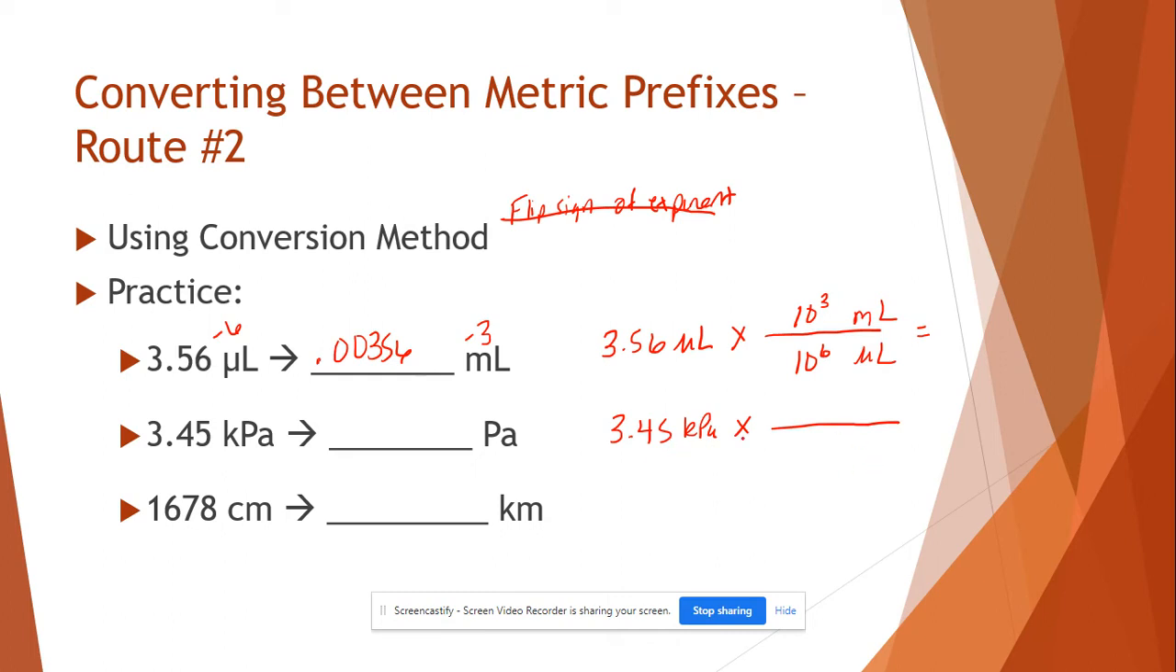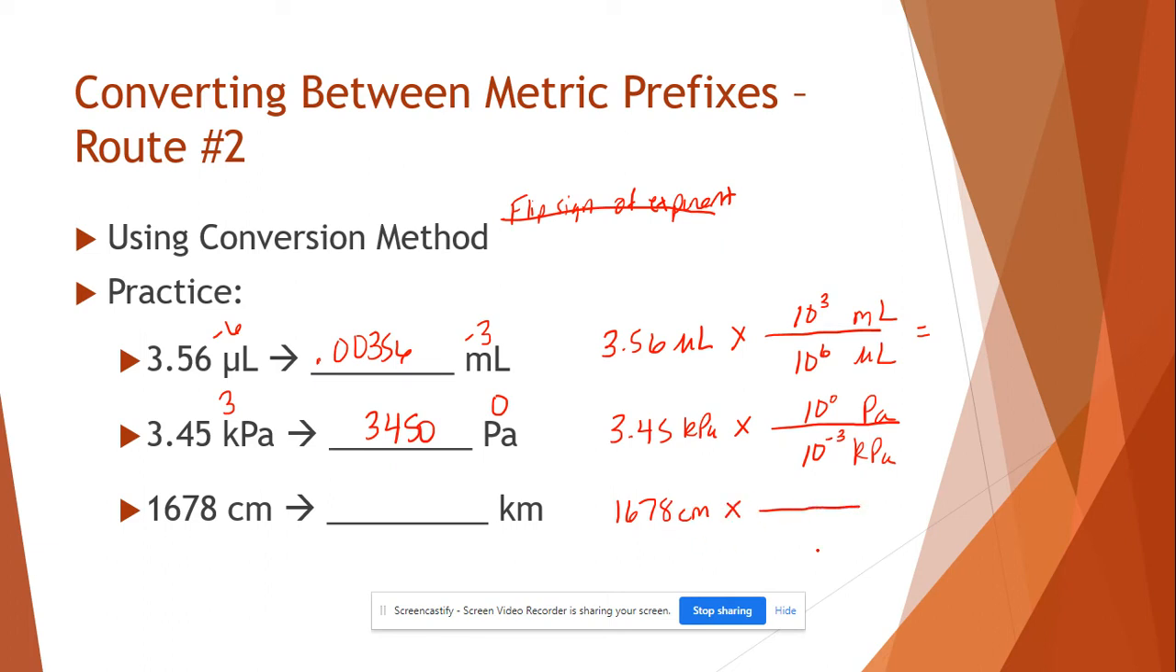Over here on the second one, 3.45 kilopascals. If I want to cancel kilopascals, it's got to go diagonal with pascals on top. Remember, kilo is a +3 originally. Pascal is a 0 because it's a base unit. So here on Pascal, I can just put 10 to the 0 or 1. Kilopascal, I have 10. Remember, flip your sign, a -3, and you're still going to get the same answer of 3,450.